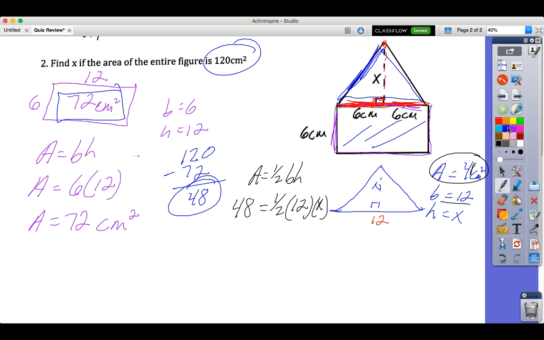Well, 1/2 of 12 is equal to 6. So now we have 48 is equal to 6x. We will then divide each side by 6, and x is then equal to 8. So that means that the height of that triangle, the x, must be 8.